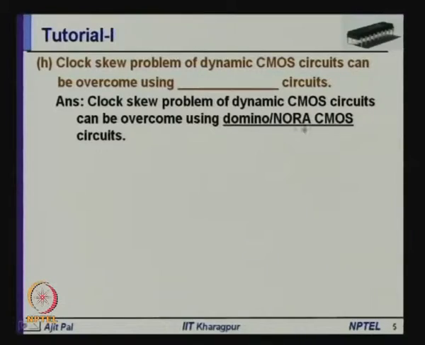And we have already discussed this problem can be overcome by use of two types of circuits. One is known as domino CMOS or NORA CMOS. So, by using either of the two types of circuits, you can overcome the problem of clock skew.